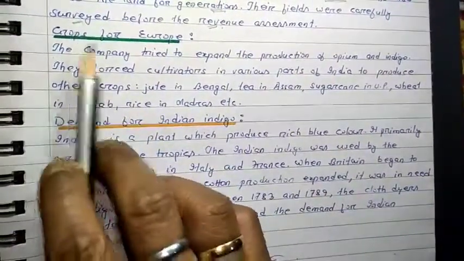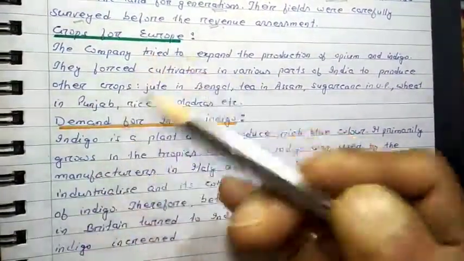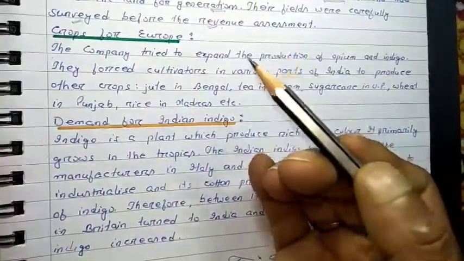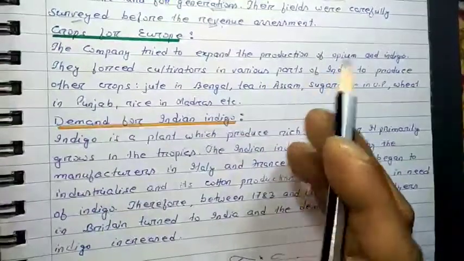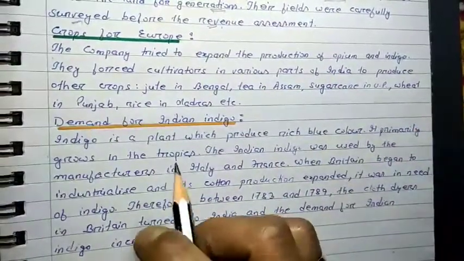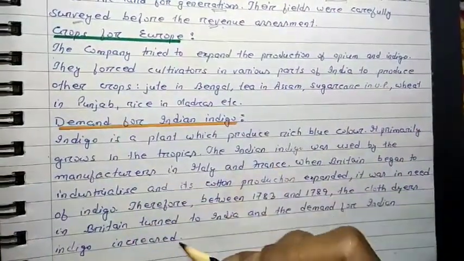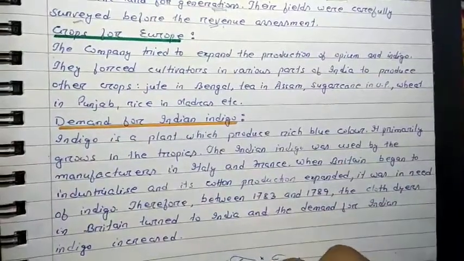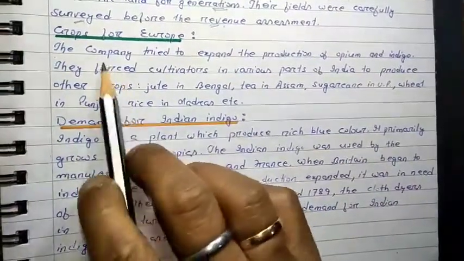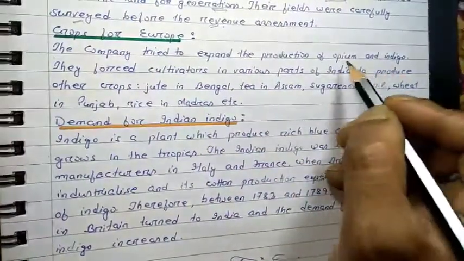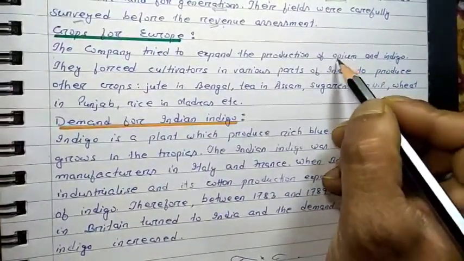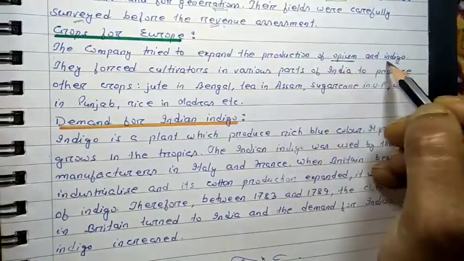Okay, now crops for Europe. When the East India Company got the Diwani rights, first of all they collected the revenue, and then they started to go to the village areas, the rural areas, and started to demand the production of certain crops. The company tried to expand the production of opium and indigo. First of all, they started to force the cultivators to cultivate opium and indigo.